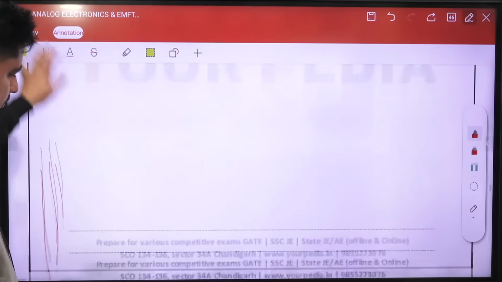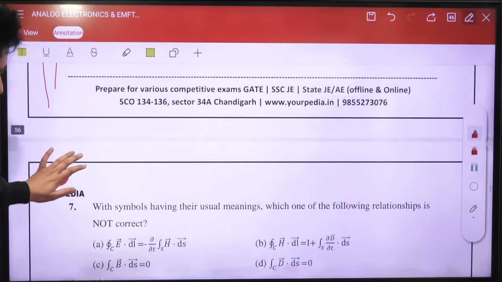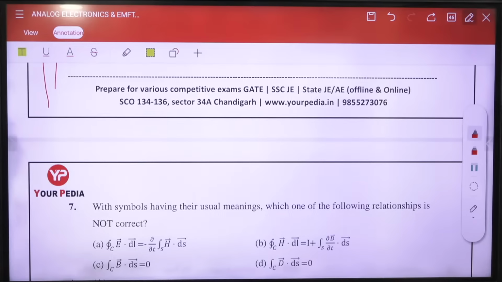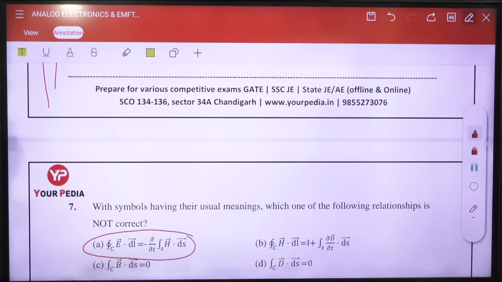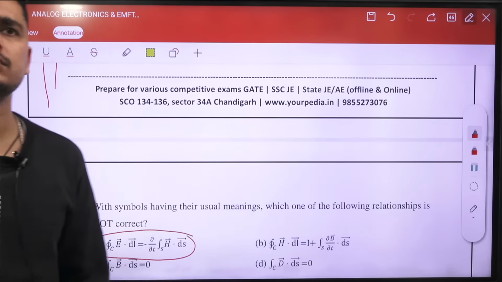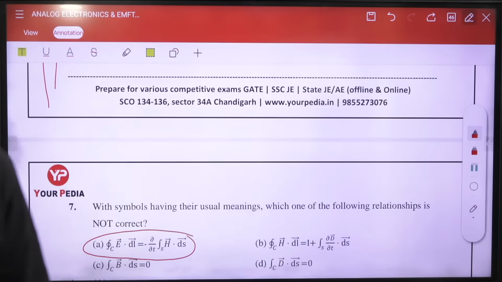Let's go to this one. Yes, what will be the answer for this question? Seventh question. Yes, Sandeep, you are correct. With the symbols having their usual meaning, which of the following is correct, or not correct? See, in this relation, what is missing? Can anyone tell? In the A part. Yes, Sandeep, you are correct. Yes, what is missing in this equation?